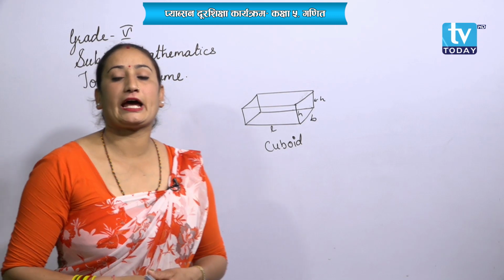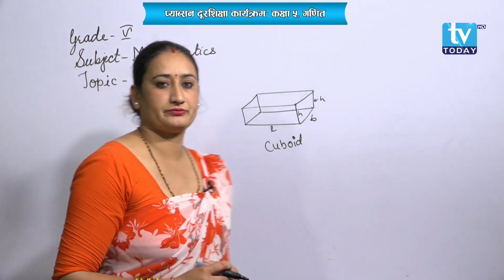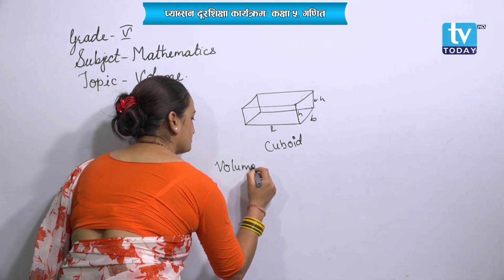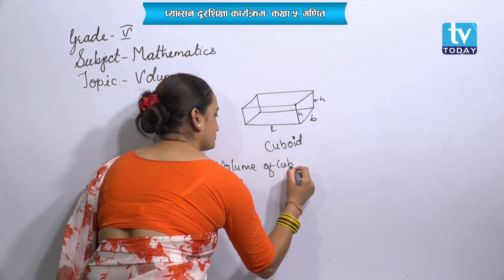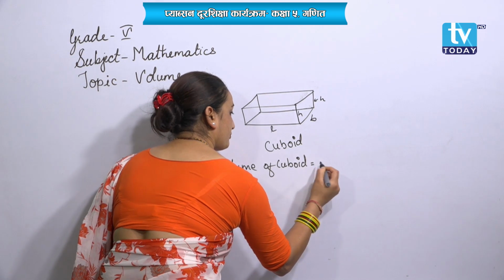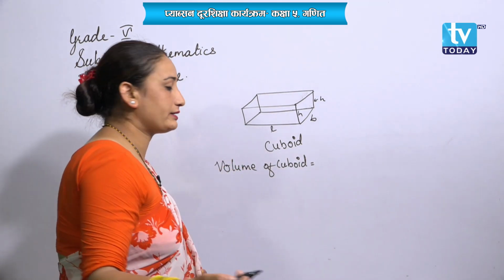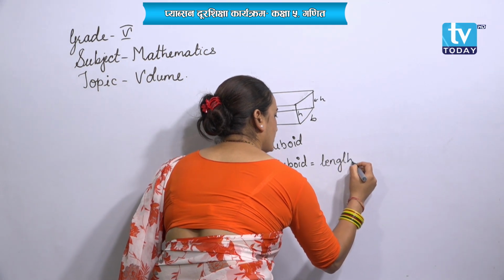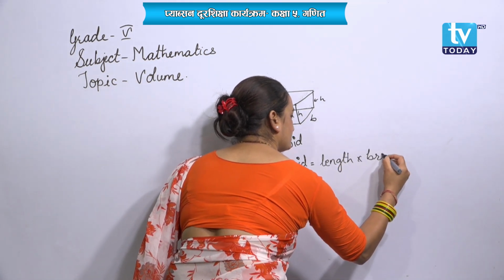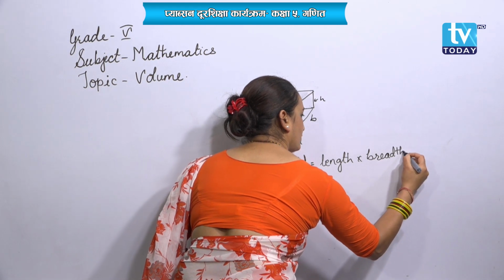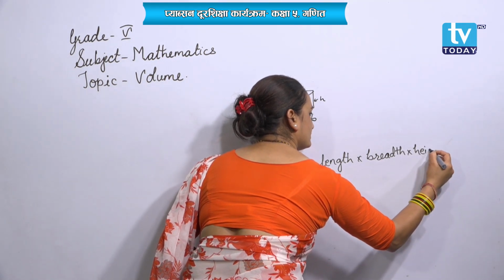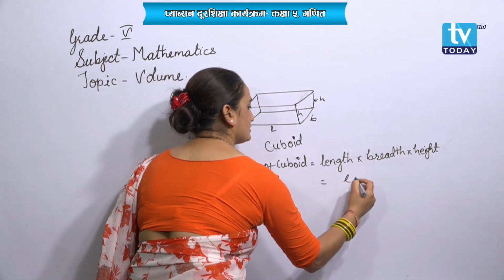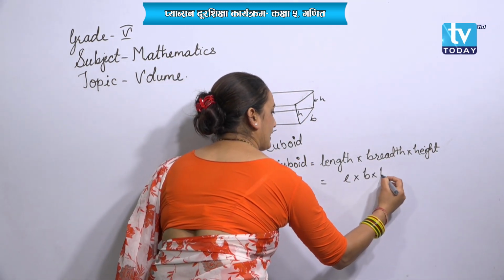Now let's derive the formula of a cuboid. Volume of a cuboid means its length into breadth into height. So write down here length into breadth into height. So that means L into B into H.